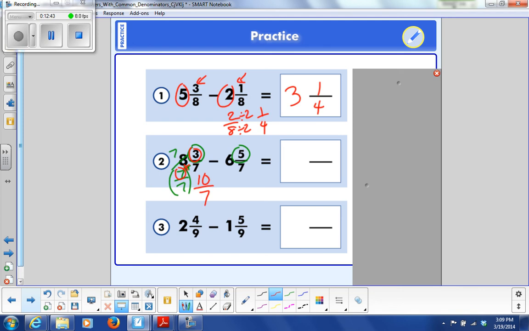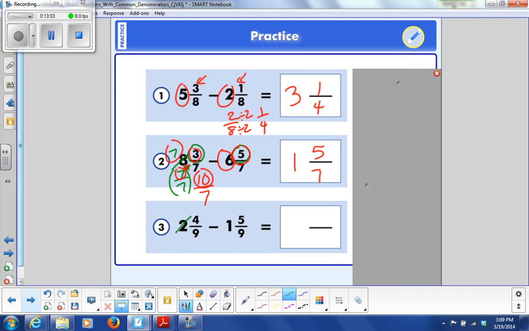Now I can subtract. So 7 minus 6 is 1. And then 10 minus 5 is 5/7. So 1 5/7. Okay, down here I have the same problem. I have a smaller number here than I have here. So I'm going to have to borrow.